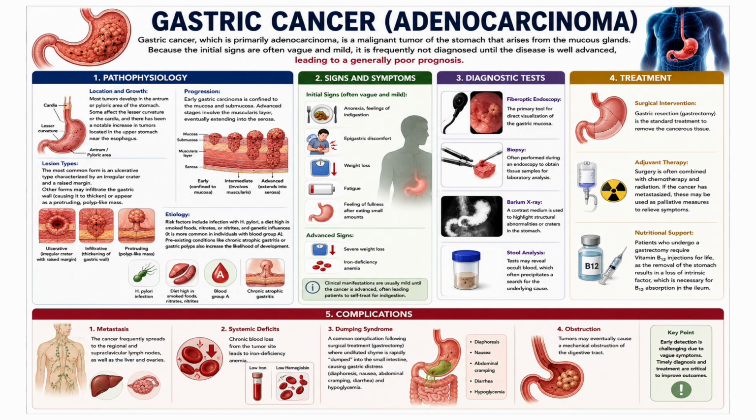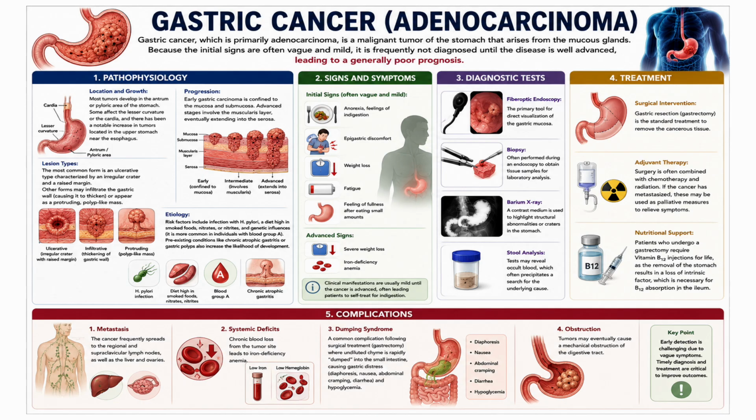Then we have finally gastric cancer, primarily adenocarcinoma. It's a malignant tumor arising from the stomach's mucus glands. Because its early symptoms are notoriously vague, it's frequently not diagnosed until an advanced stage, because it could look like a lot of other different diseases. Now, this contributes to a generally poor prognosis because by the time it's diagnosed, it's already at a later stage.